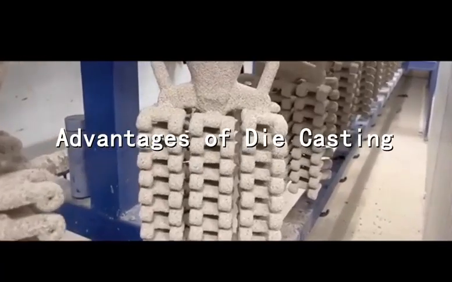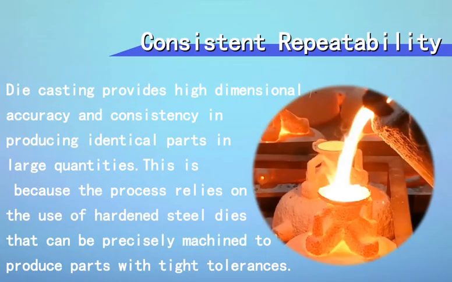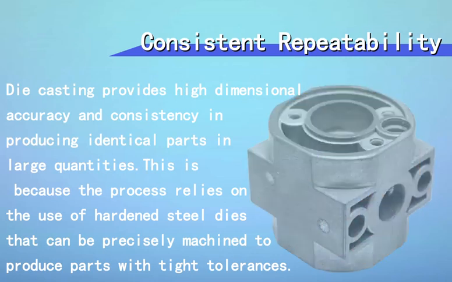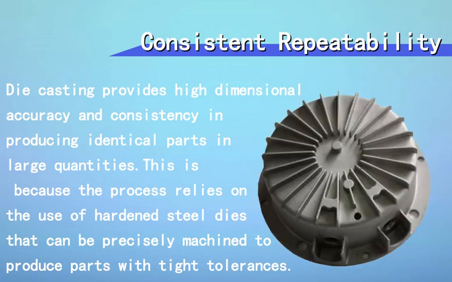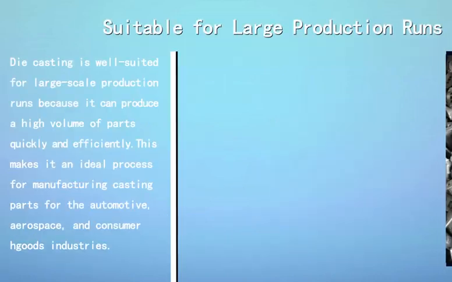Advantages of die casting. Consistent repeatability. Die casting provides high dimensional accuracy and consistency in producing identical parts in large quantities. This is because the process relies on the use of hardened steel dies that can be precisely machined to produce parts with tight tolerances.